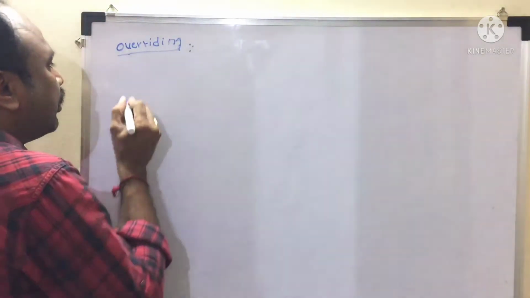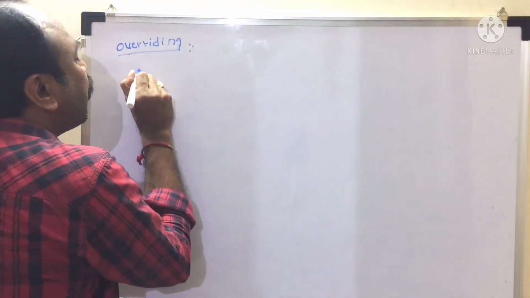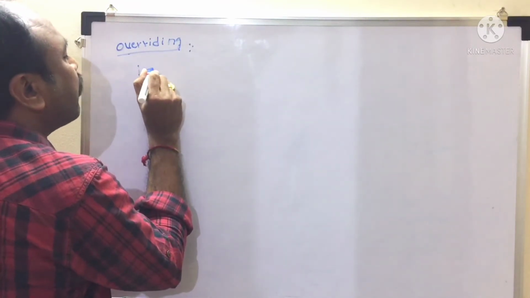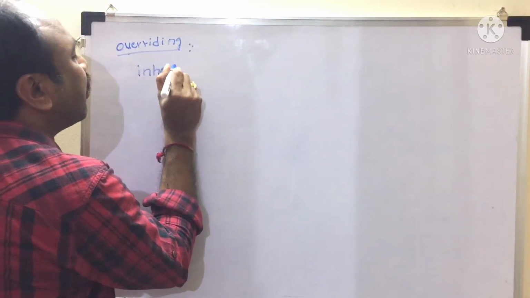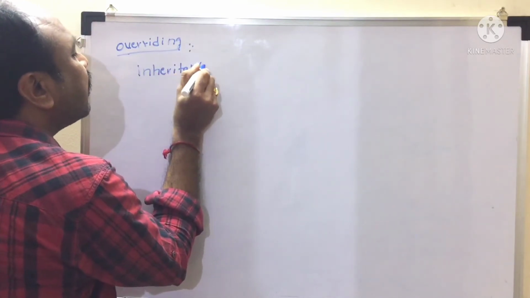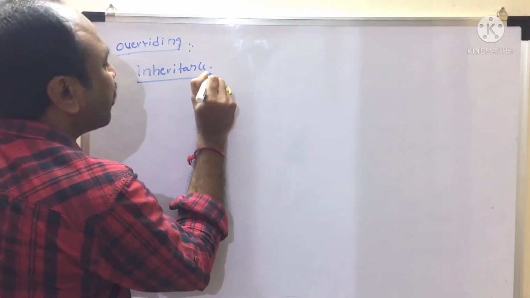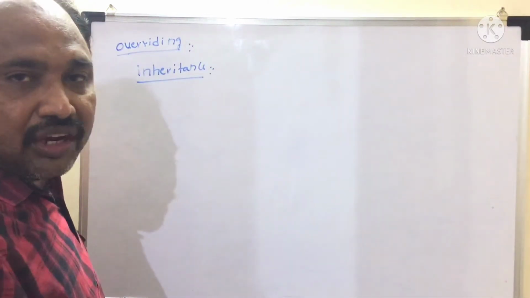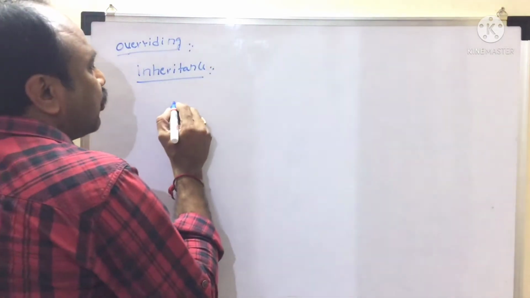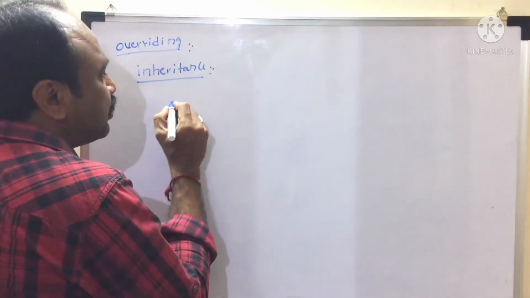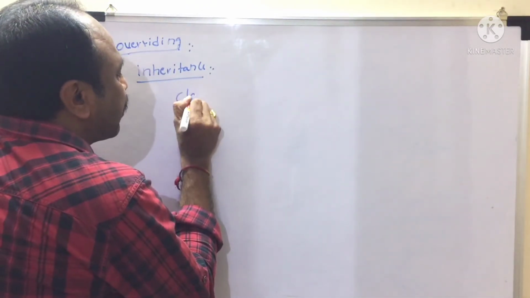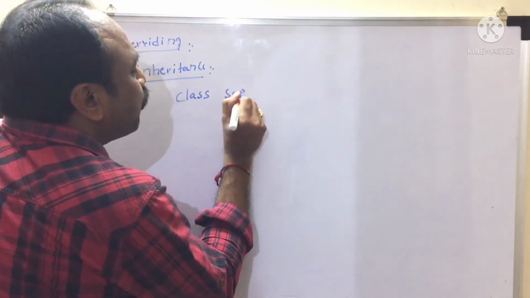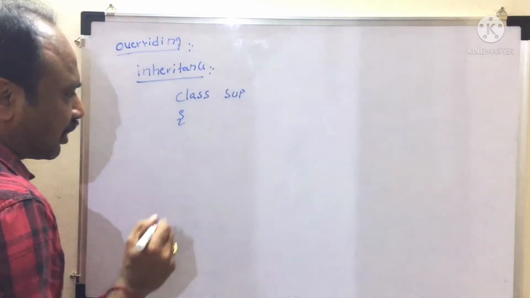For example, when you are going to work with inheritance, what is inheritance? Creating a new class from an already existing class is called inheritance. When you work with inheritance, the already existing class is called the superclass. For example, I have a class. The class name is SUP, because the already existing class is called superclass.